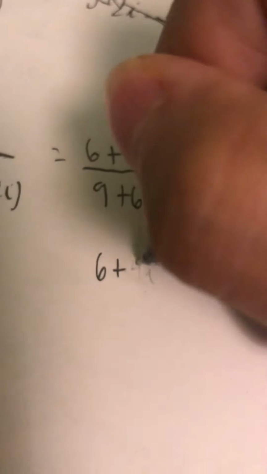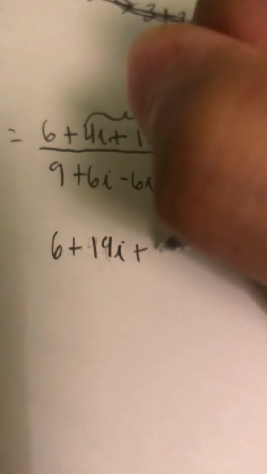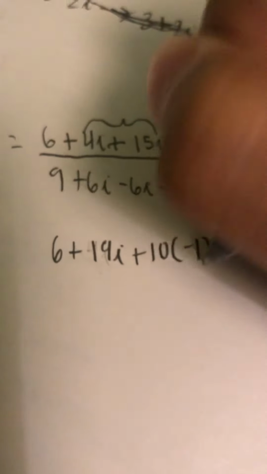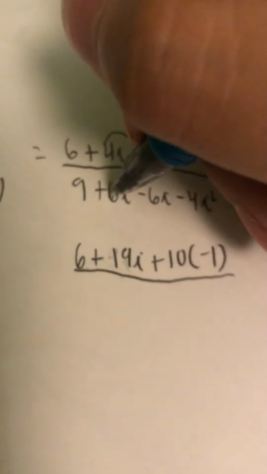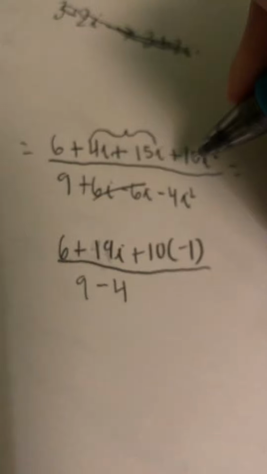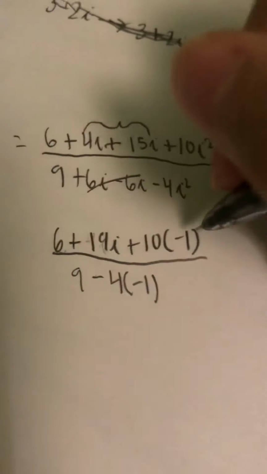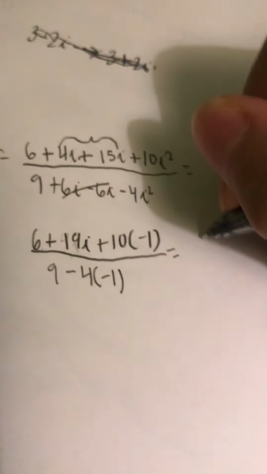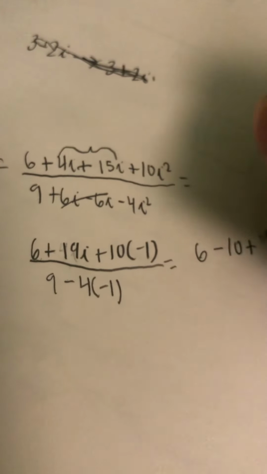So this is 19i actually. So this is 19i, and then plus 10i squared. So remember, i squared is negative 1. So it's going to be 10 times negative 1. And then all over, 6i and negative 6i cancel out. We have 9 minus 4, because right here it's negative 4i squared, but we're going to put i squared as negative 1. Okay, so this simplifies to 6 minus 10 plus 19i.